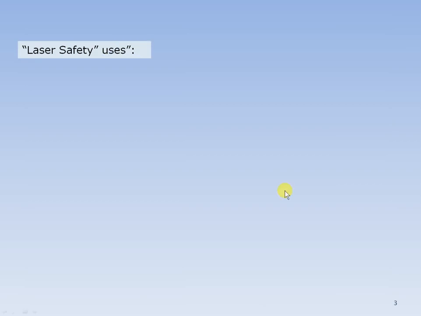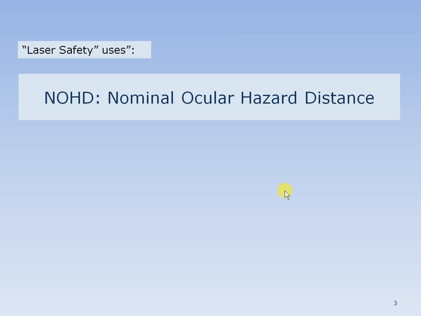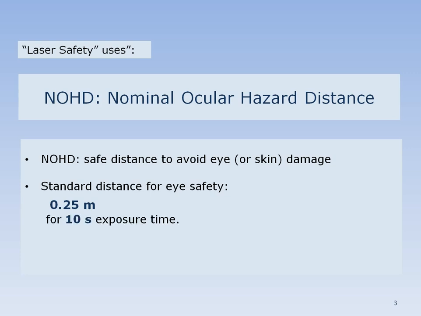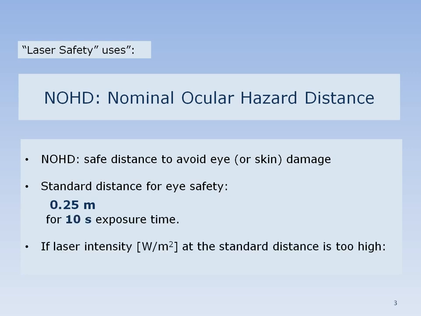Laser safety uses the nominal ocular hazard distance, and that is the safe distance to avoid eye or skin damage. The standard distance for eye safety is taken as 0.25 meters for a 10-second exposure time. And if the laser intensity there is too high, then you need to wear protection goggles.